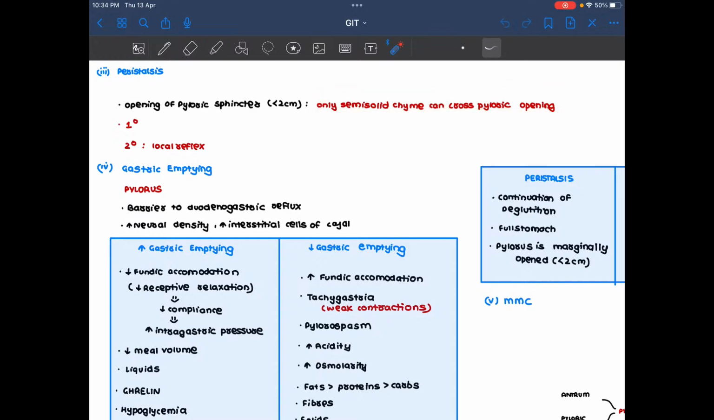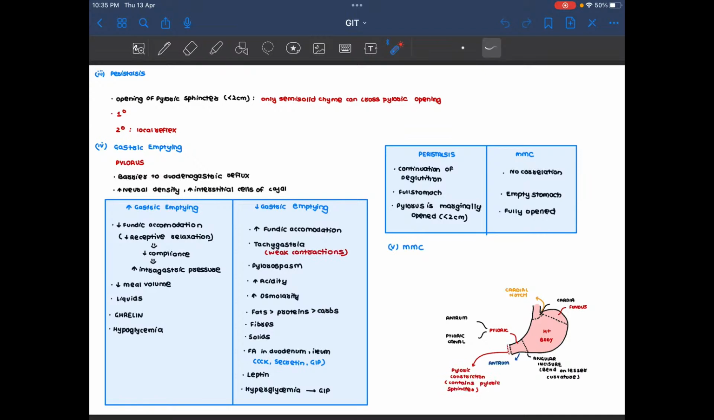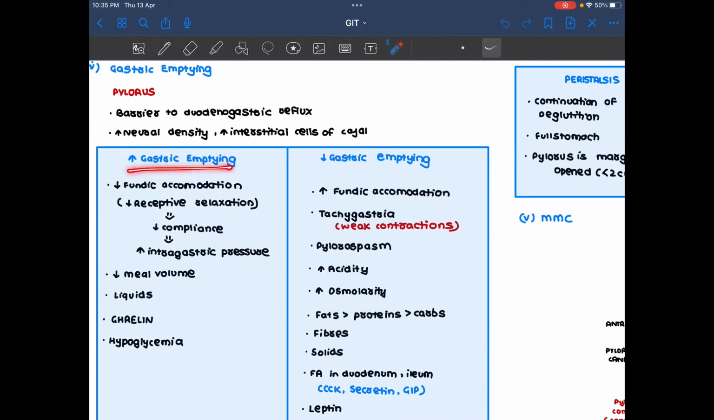Okay, very important. What is primary peristalsis? It is again a continuation of your pharyngeal peristalsis, which was continuing from above, that is for your deglutition reflex. And secondary is mainly your local reflex which we generate via the myenteric plexus, just like what we talk about in the esophagus. Now we need to perform something known as gastric emptying. For that we should know that there is something known as the pylorus which is acting as a guard, and it is protecting the opening of the stomach into the duodenum.